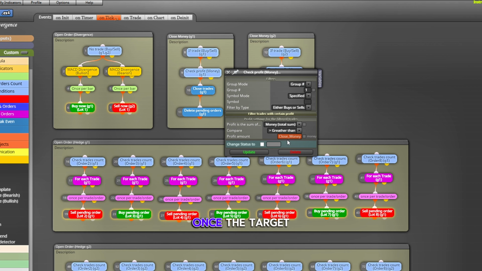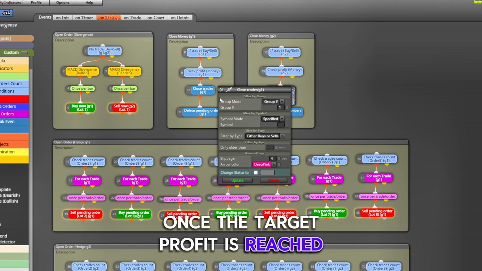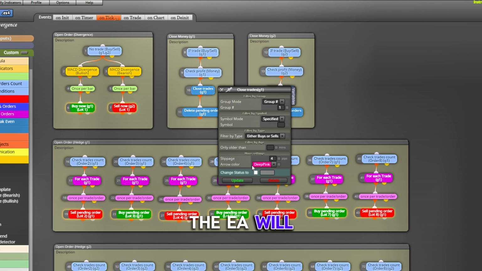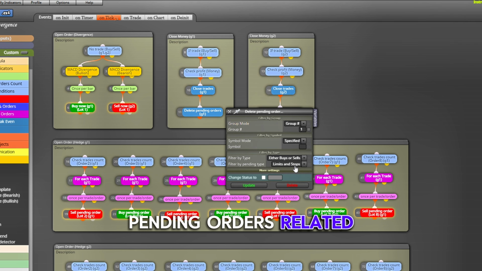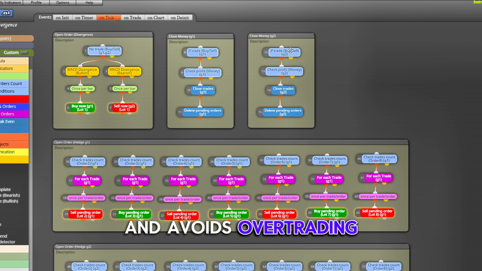3. Closing conditions. Once the target profit is reached, for either group, the EA will close all open trades in that group, and delete all remaining pending orders related to that cycle. This ensures clean trade management and avoids overtrading.